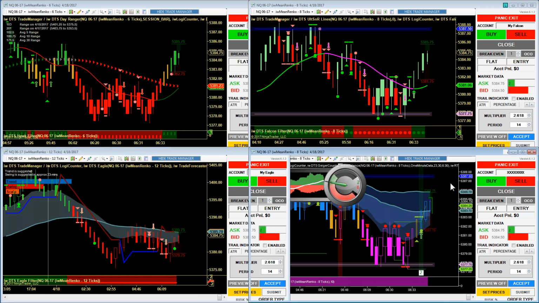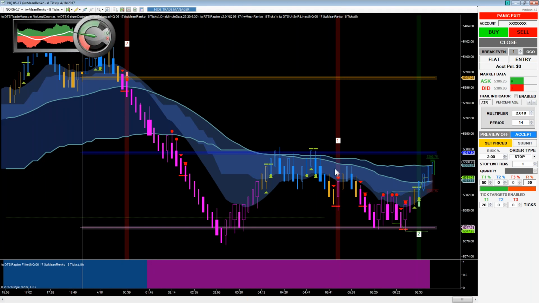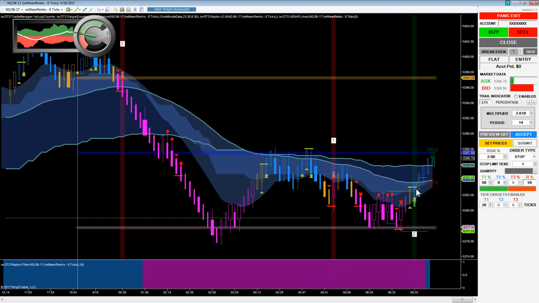We'll take a look here at the Raptor now. And you can see the Raptor produced the cloud crossover signal. That's the #1 signal. Just prior to the market open, about a half an hour or so. And they came right back now with the counter trend signal, the soft edge buy. That's the #2 signal.